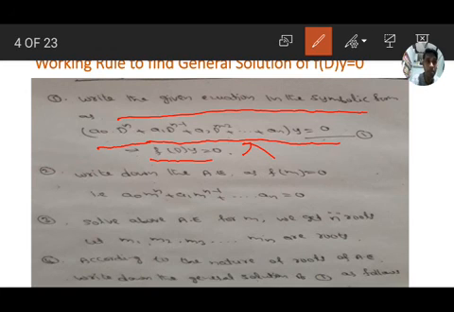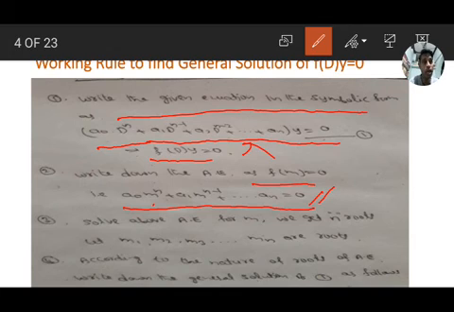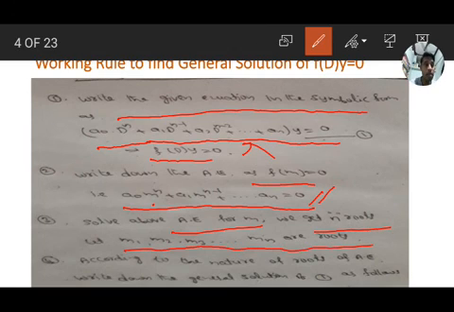First step, symbolic form. Second step, write down the auxiliary equation, that is f(m) = 0. In f(D) = 0, we replace D by m, that is a0 m^n + a1 m^(n-1) + ... + an = 0. Next, third step, solve this auxiliary equation. It is of order n, so we get n roots, say m1, m2, m3, ..., mn.